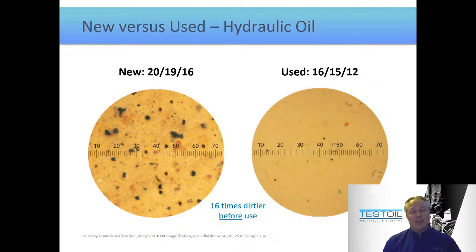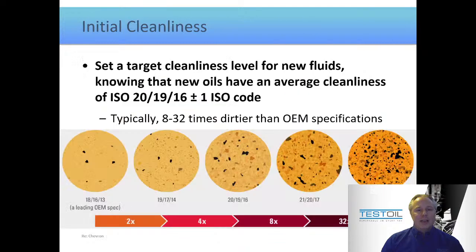Or the other way of phrasing it is the new oil is 32 times dirtier than is required by the OEM for that hydraulic system before it's ever been put into use. So this is where we come up with that statement now, and hopefully you can see that, whereby we can say that new oil is approximately 8 to 32 times dirtier than is required by the OEMs for various systems.